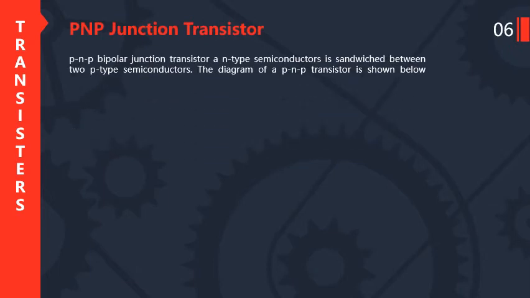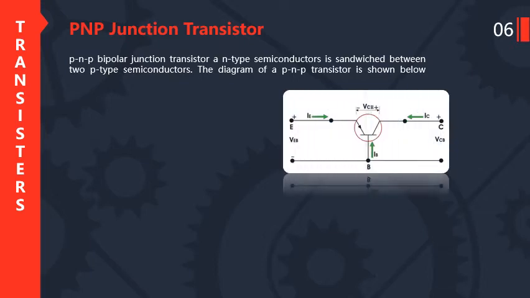Now the first one is a PNP junction transistor. In a PNP bipolar junction transistor, an n-type semiconductor is sandwiched between two p-type semiconductors. The diagram of a PNP transistor is shown below.